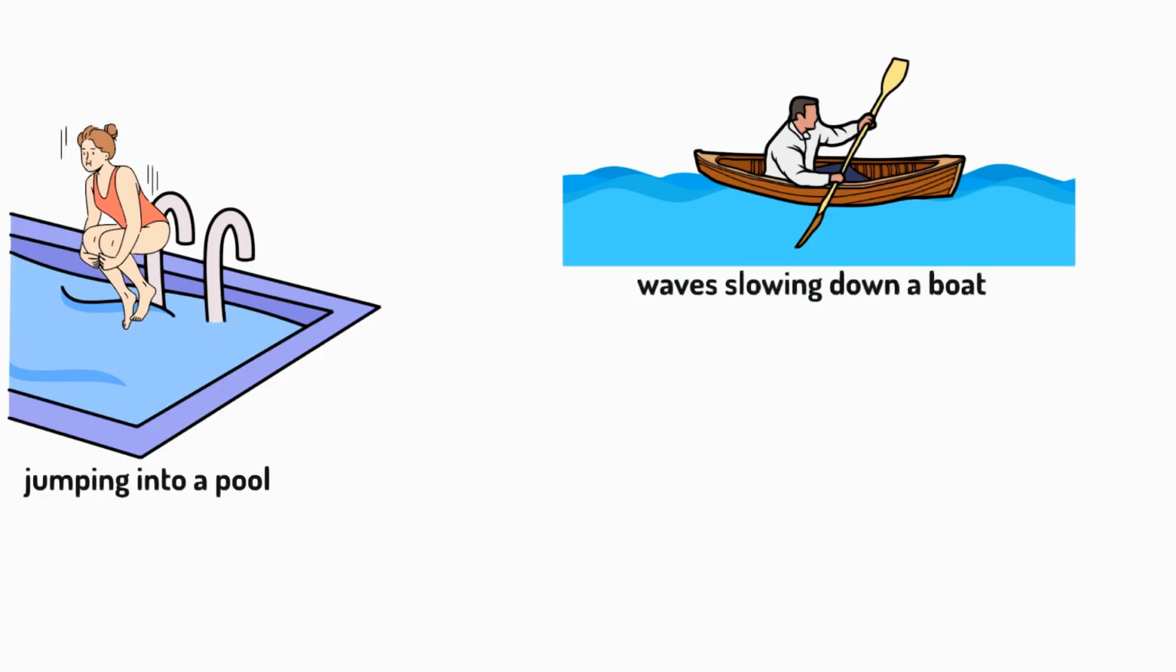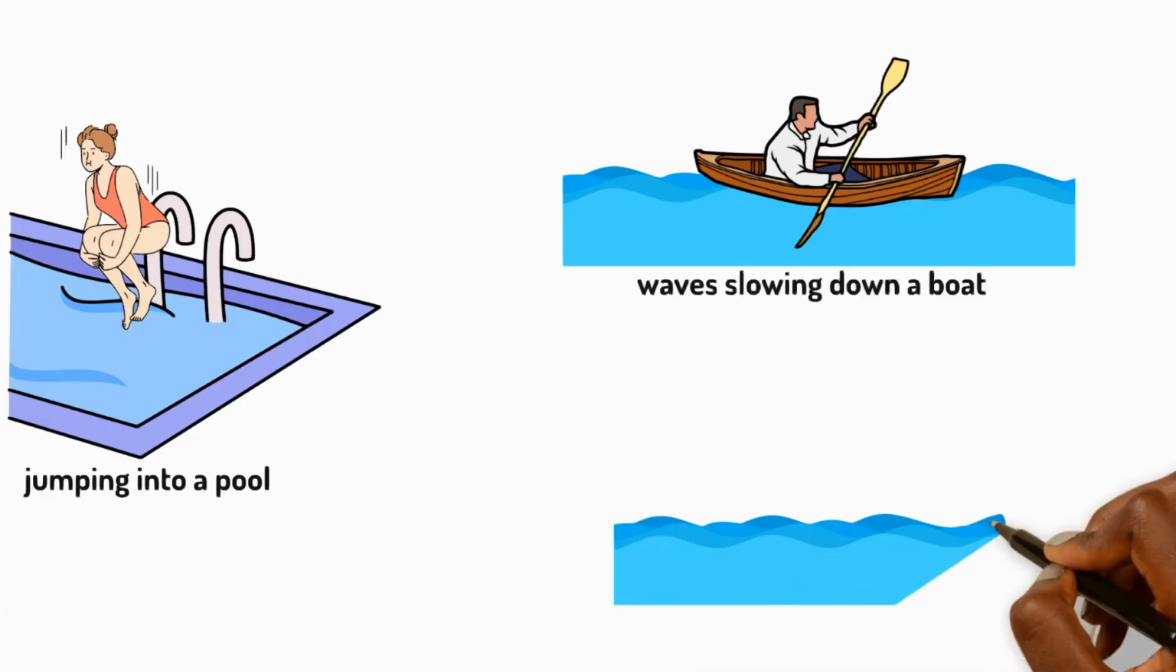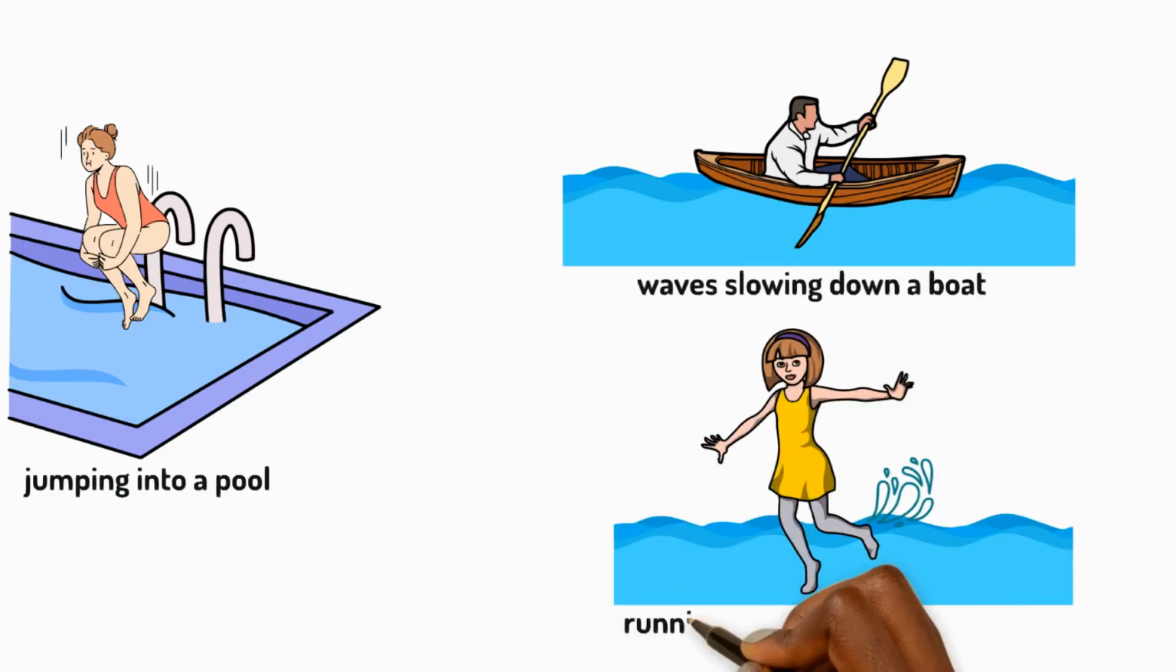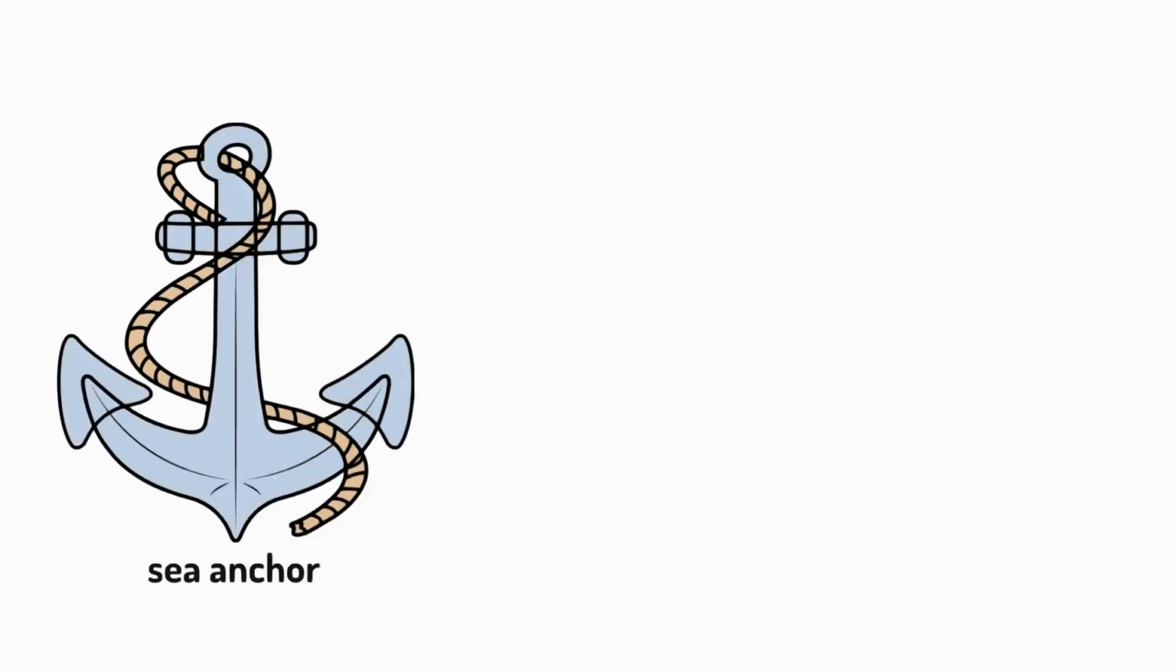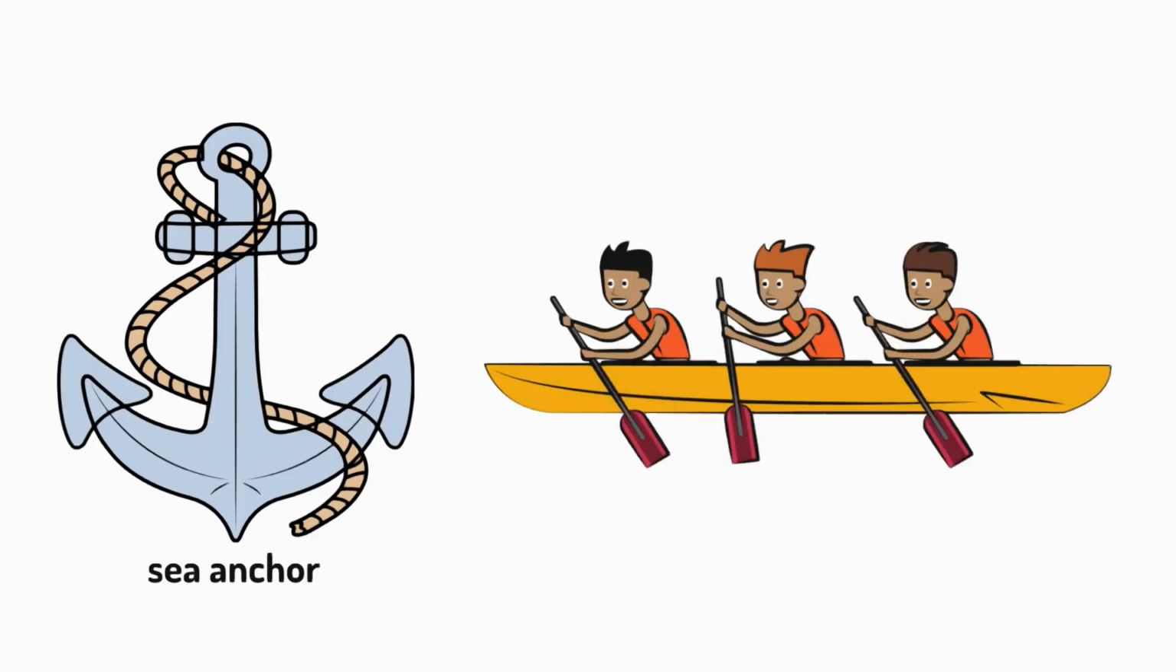Some examples are water pushing against you when you're trying to run quickly through deep water, or large sea anchors that are used to slow down big ships. Another example is rowers angling their oars to provide the maximum water resistance so that they can be pushed and propelled forward.